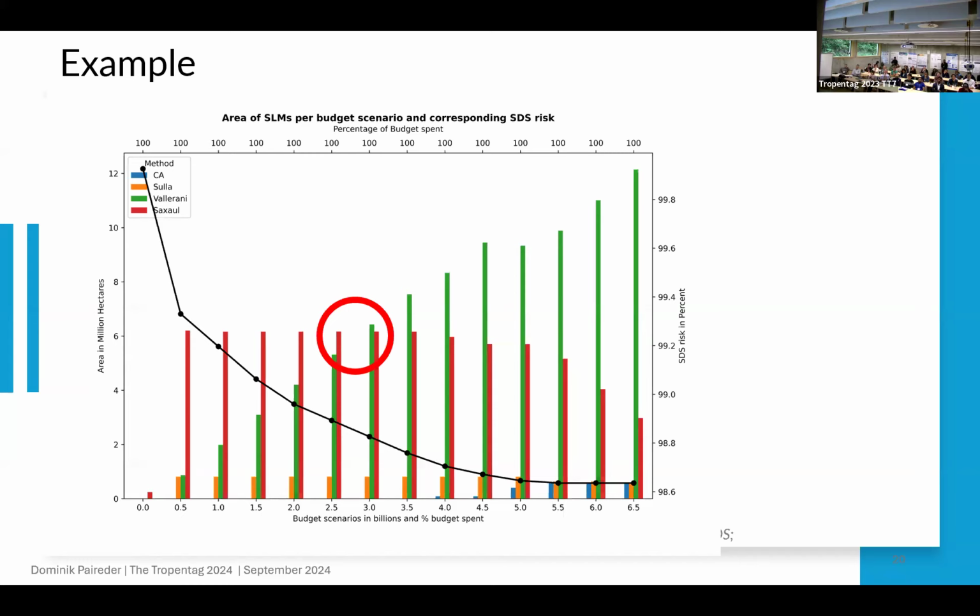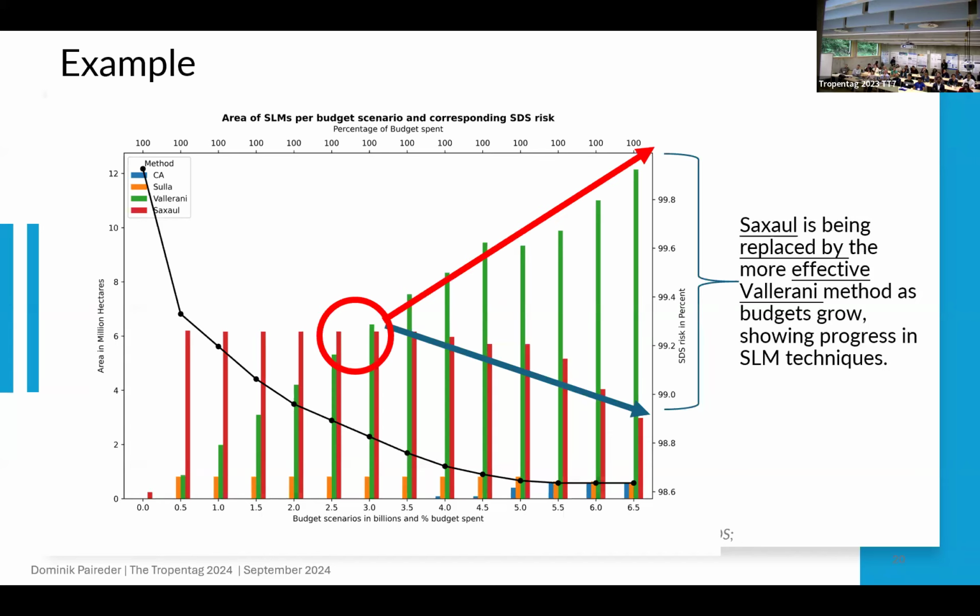So just to imagine, this is the SDS risk. The more money or budget you get, the lower the SDS risk, for sure. Like you can see here that Saxol is being replaced by the more effective Walarani method as the budget grows. And this is showing progress in the SLM technique.